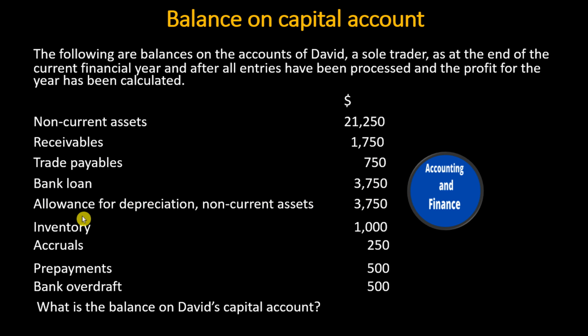$3,750. Allowance for depreciation, non-current assets, $3,750. Inventory, $1,000. Accruals, $250. Prepayments, $500. Bank overdraft, $500. What is the balance on David's capital account?